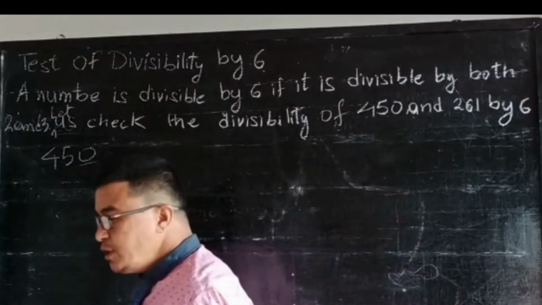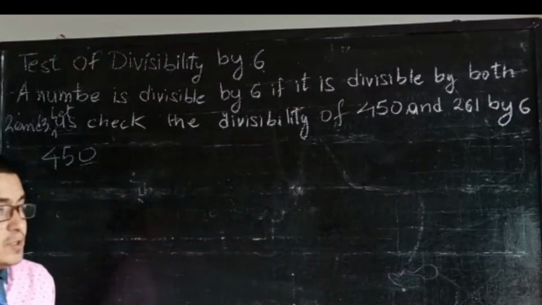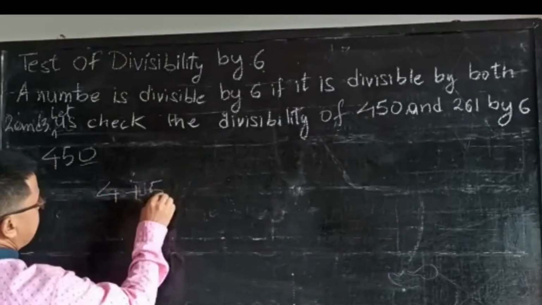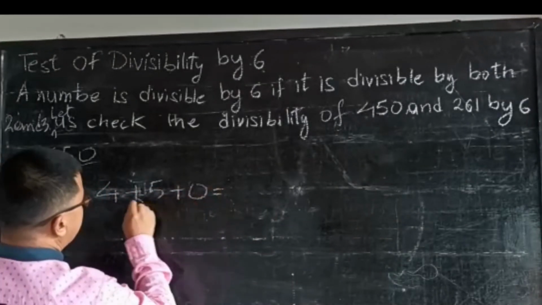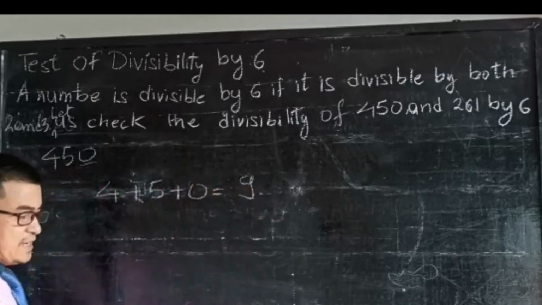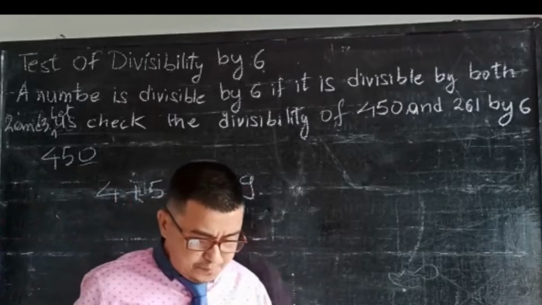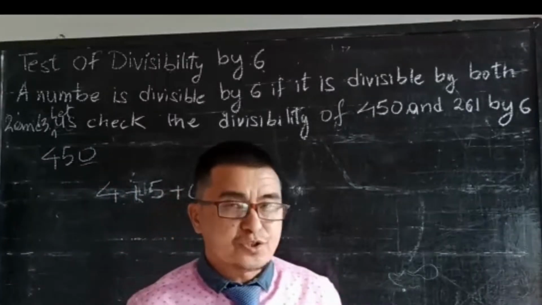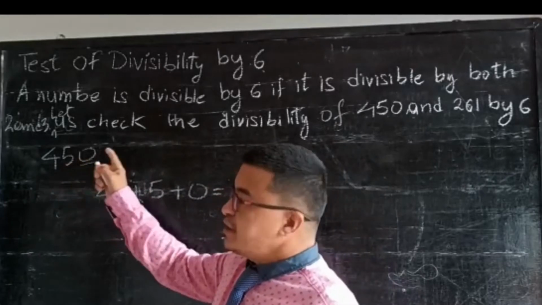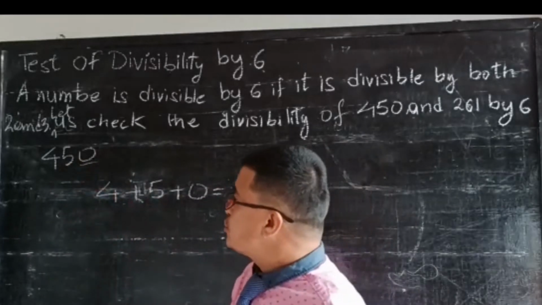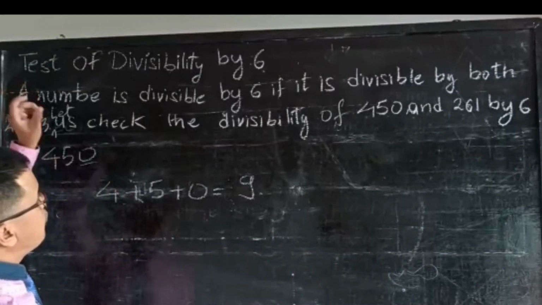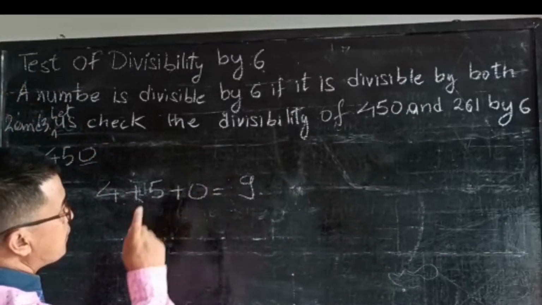Now we'll find whether it's divisible by 3 or not. So we'll add the digits: 4 plus 5 plus 0. 4 plus 5 is 9, 9 plus 0 is 9. So 9 is a multiple of 3. Since 9 is a multiple of 3, 450 is divisible by 3. So 450 can be divided both by 2 and 3. Therefore, it can be divided by 6.